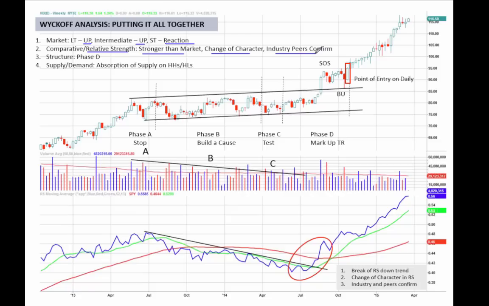We confirmed that strength by what the industry peers are doing as well. Then we went to the structural analysis and said, okay, here are our phases, and structurally we are at the great point, before a major advance in prices. And after that, we confirmed that with supply and demand, there was definitely an absorption of the supply with the higher highs and higher lows in phase D. And this is where we want to be.